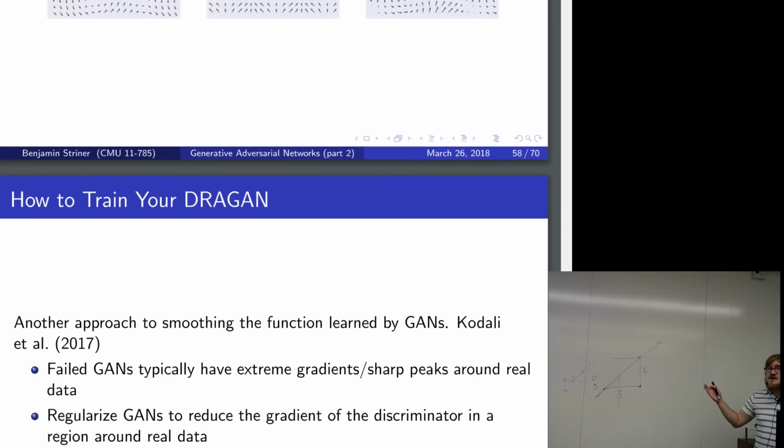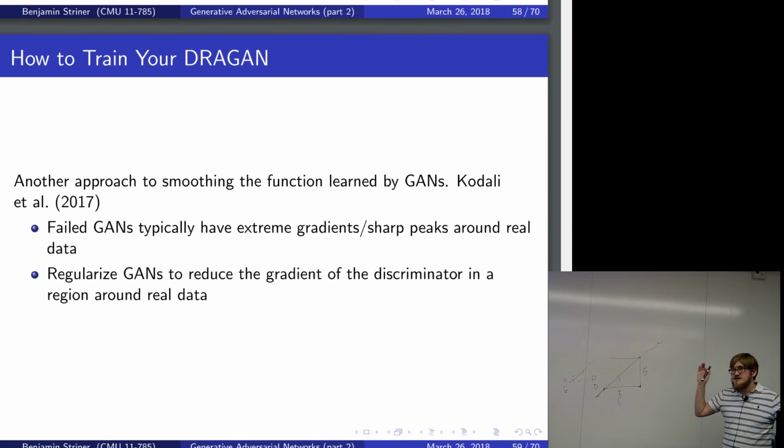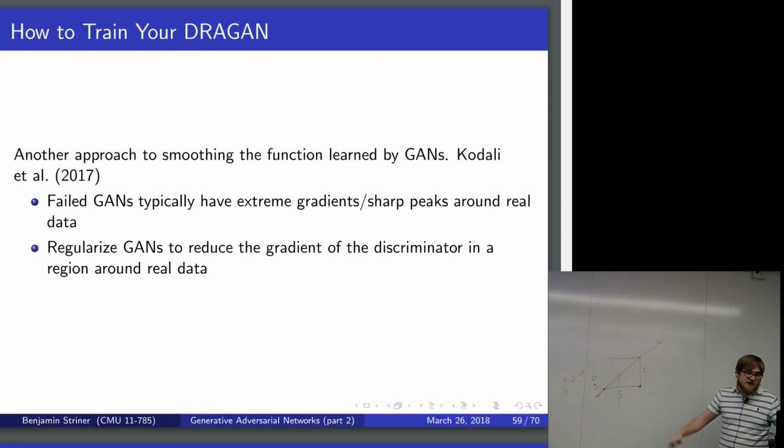But in terms of what it's doing, you see, again, a term which is the squared of the gradients, which you saw in other papers. I love the title of this one, by the way. But How to Train Your Dragon. This is another approach to how to learn smoothing. So we see that we have extreme gradients, sharp peaks, things like that around the real data. That's what we were talking about before. We don't want to have these really sharp items. So we just want to reduce the gradient in a region around the data. We want to smooth things out in a small area around it.